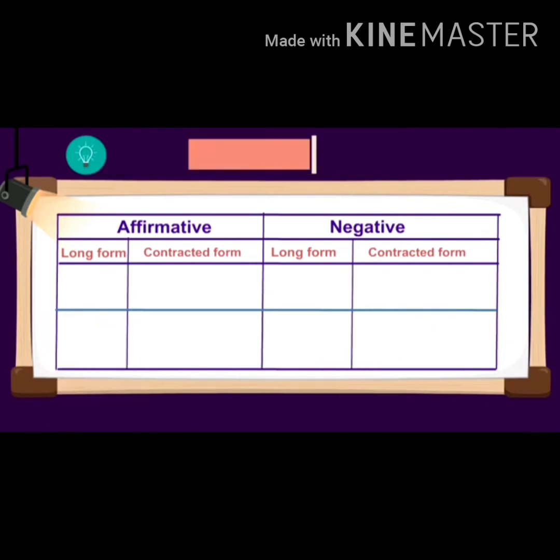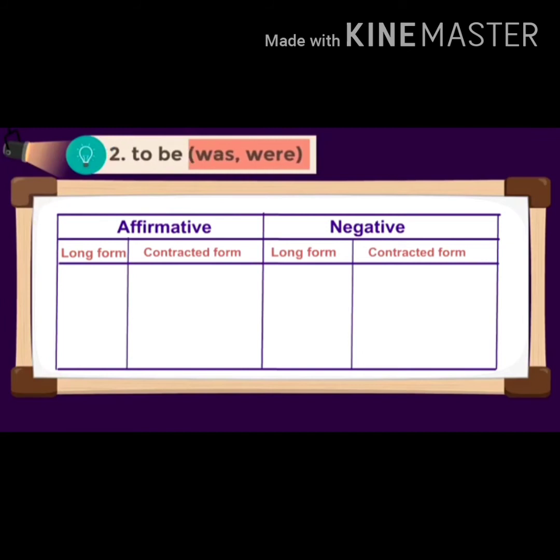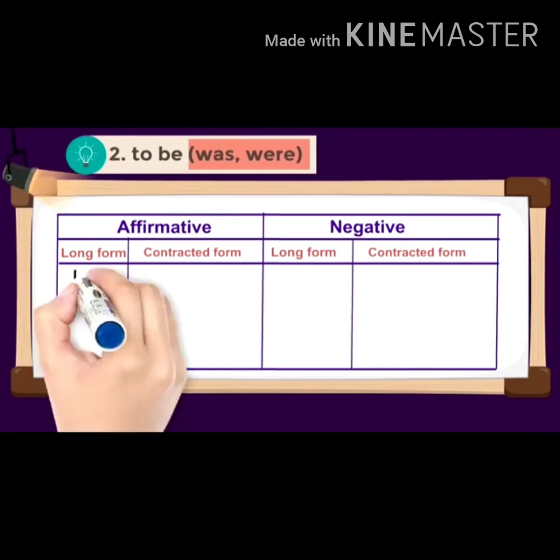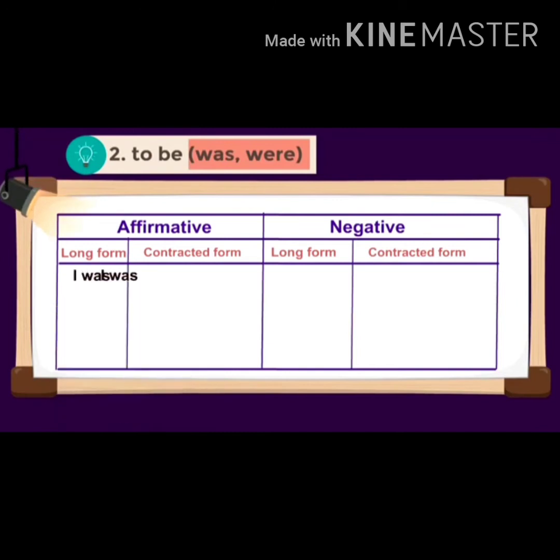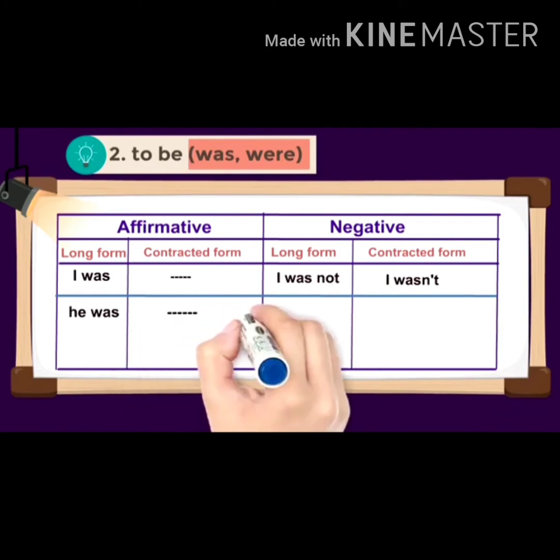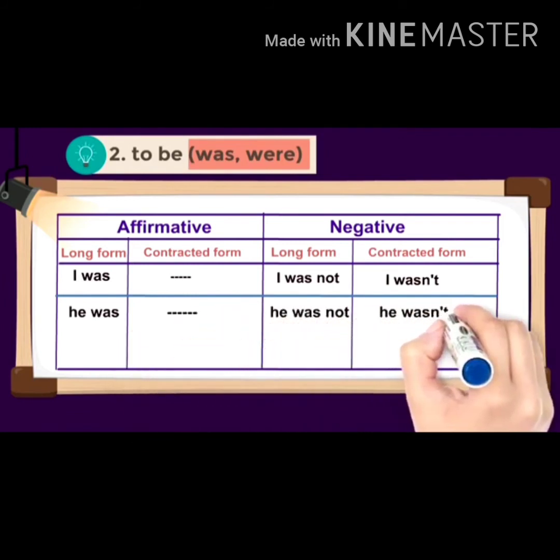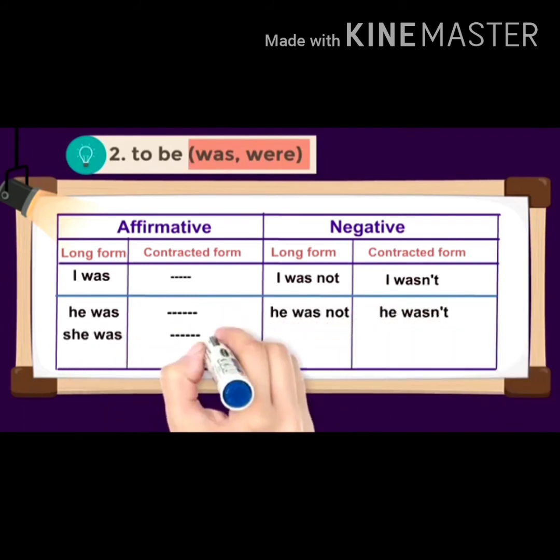Now we are going to see contracted forms of auxiliary verbs was, were. If there is, I was, it cannot be combined or shortened. There is nothing to change. If the long form is, I was not, it would be shortened as I wasn't. Same changes with pronouns he, she, it.